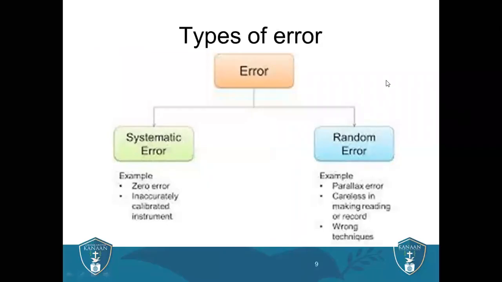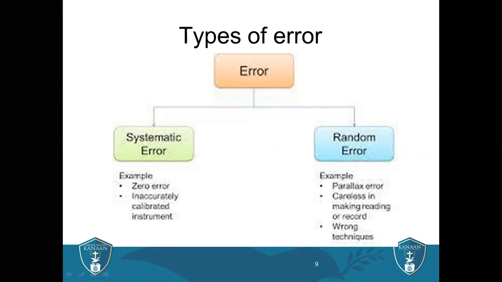Okay, here. Types of error. There are 2 types of error, systematic and random error. Systematic error is a zero error or inaccurately calibrated instruments. Like its name, systematic, it's from a device that you use that involves a system that even we students don't understand. We just use the system given. And that's why it's zero error. It's usually a vernier caliper miscalibrated or a micrometer screw gauge starting at a different position. That is what we call systematic error.